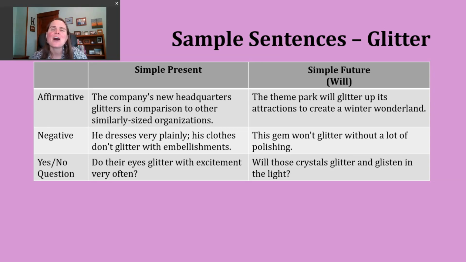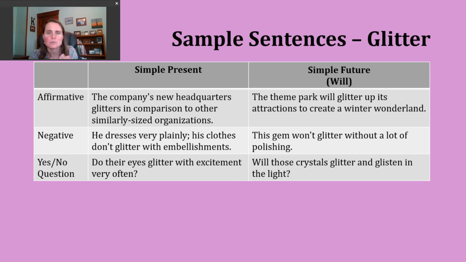Now, let's move on and look at a sentence in the negative here. To do this, again, we start with our subject, we use will not, and then our base verb. The contraction for will not is won't, W-O-N apostrophe T. We are getting a long O sound there. I know sometimes that can be difficult. An example of this might be, this gem won't glitter without a lot of polishing, right?